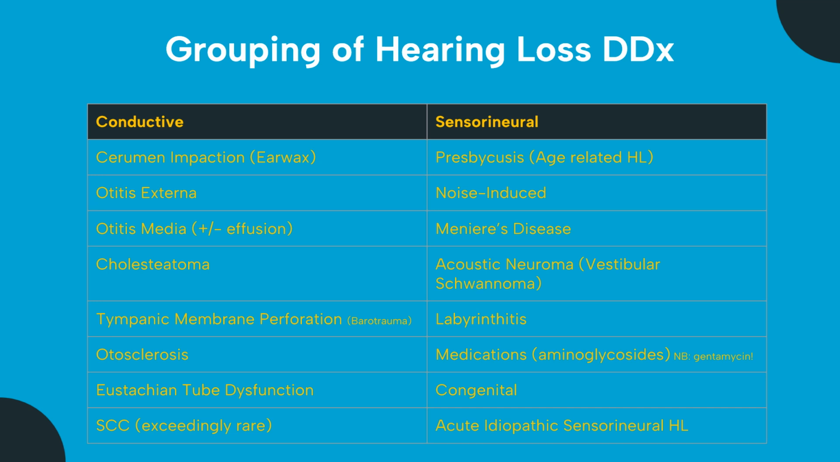And you can also have congenital, and also something we call acute idiopathic sensorineural hearing loss, which we'll discuss a bit later, which is actually an ENT emergency and needs to be appropriately referred.